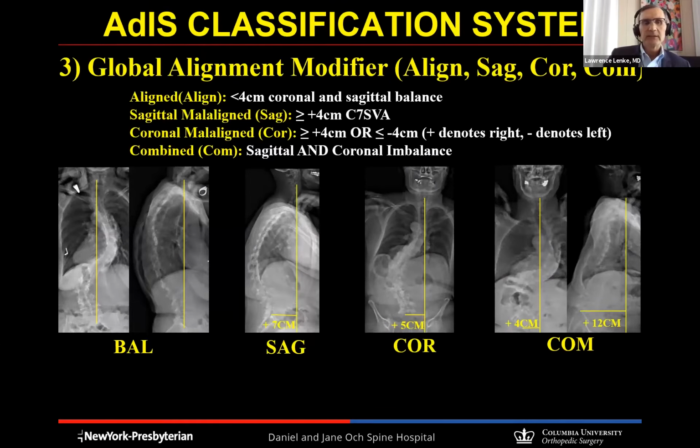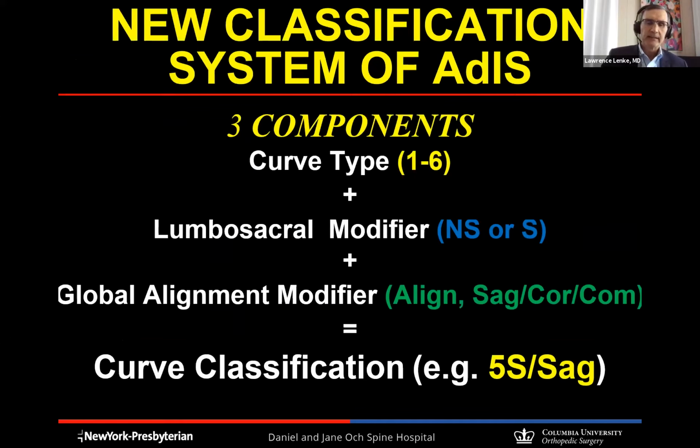The third component of the system is the global alignment modifier. Here we have 4 components: aligned, which is when the sagittal and coronal planes are less than 4 centimeters of C7 malalignment. Sagittal malalignment is a 4 centimeter or greater C7 SVA. Coronal malalignment is greater than or equal to 4 centimeters CBA, either positive to the right or negative to the left, and a combined alignment modifier is when you have both sagittal and coronal malalignment. So the new system, again, is similar to AIS.